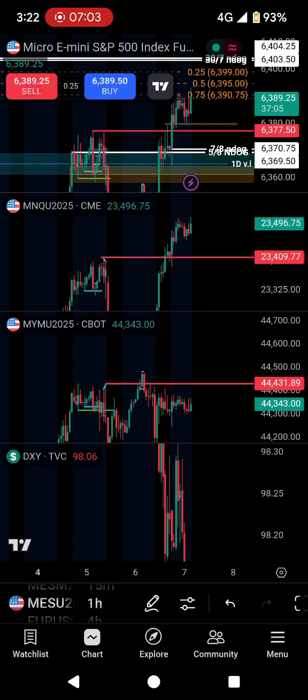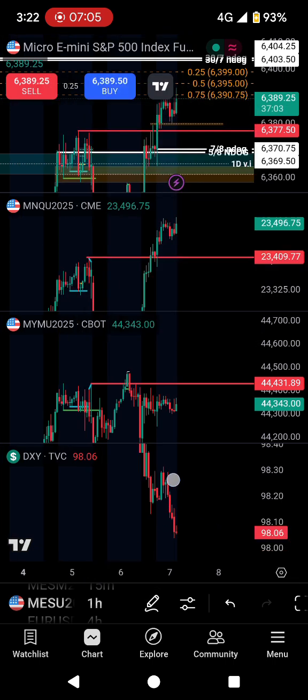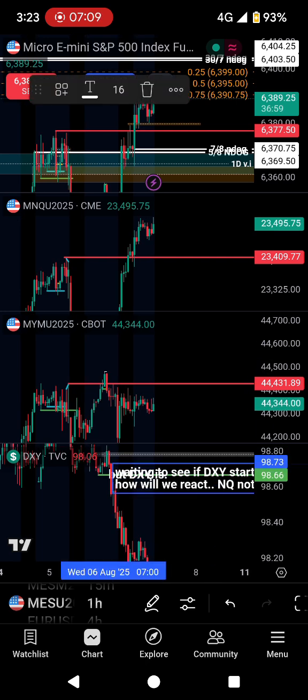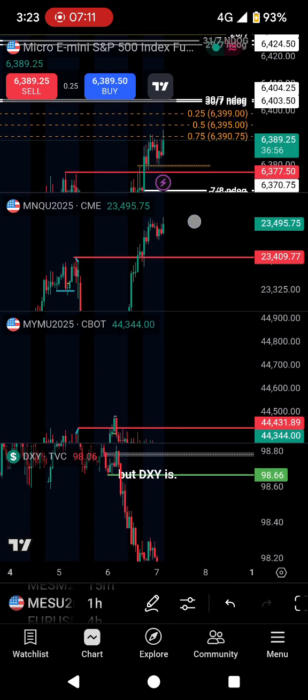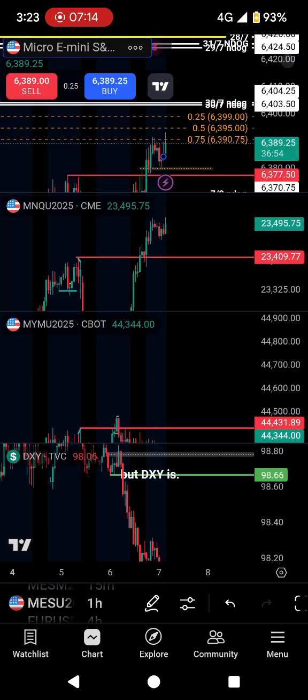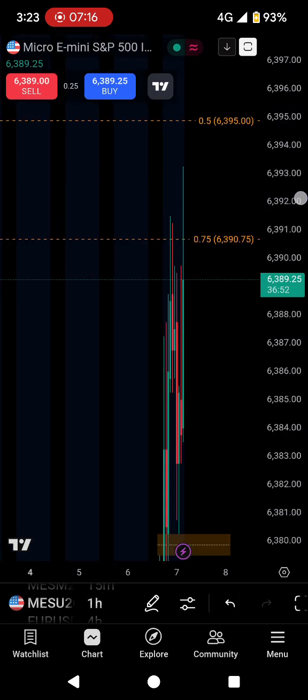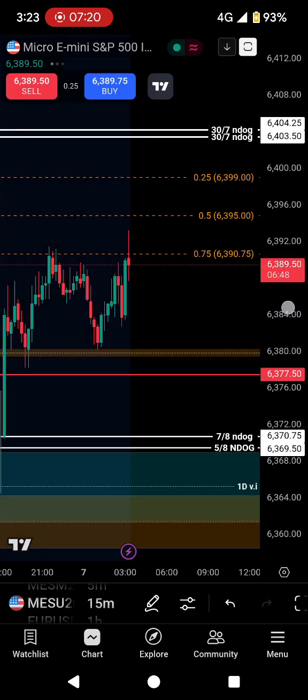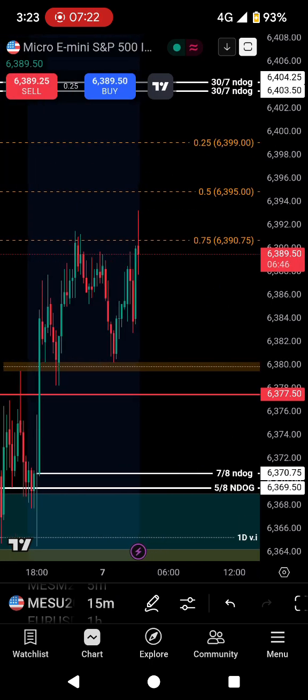Dow is not above it. Nasdaq is above it. S&P is above it. Dollar is schooling lower, very nicely. So we go to the 15-minute chart. Okay, on the 15-minute chart you cannot see much.